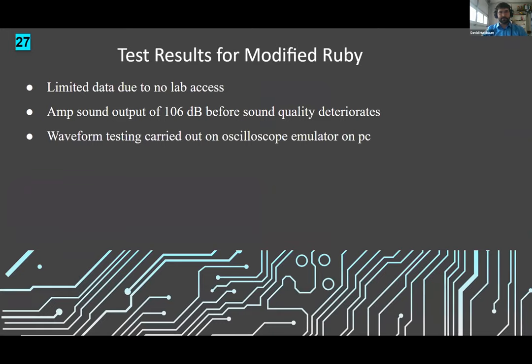So we weren't able to get as much data on the Ruby because it was built after campus was closed. But we did find, using our phone decibel test, we got 106 decibels before the quality deteriorated. And waveform testing was carried out using an oscilloscope emulator on PC.